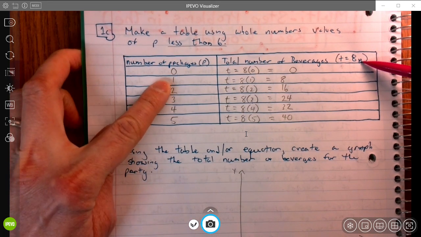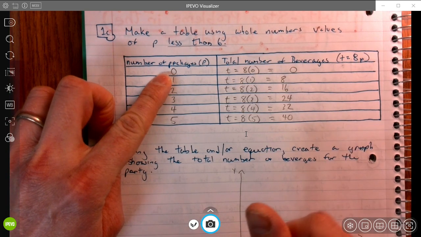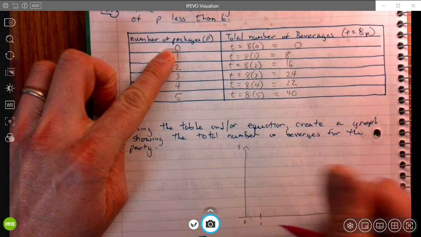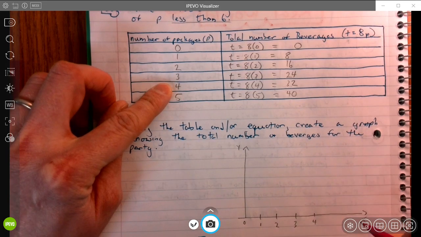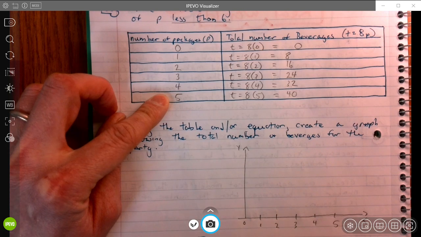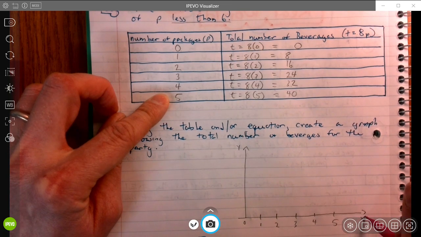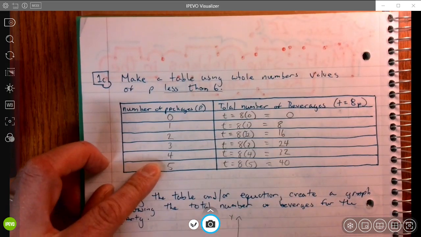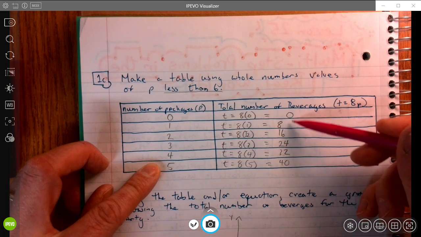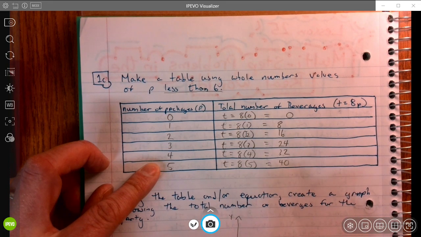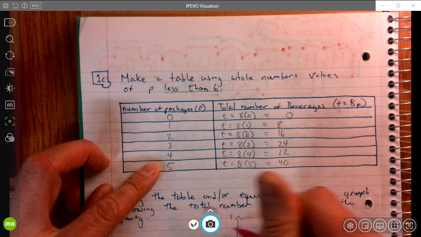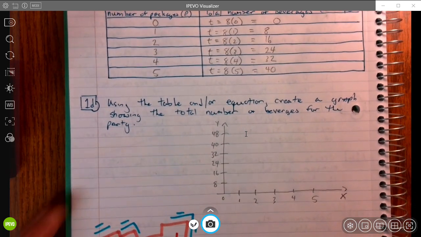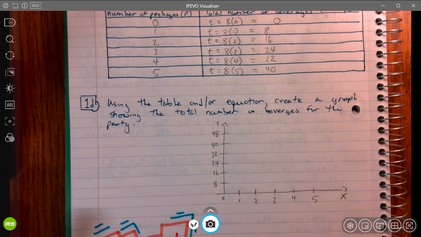And P, as we see from our table, is equal to 0, 1, 2, 3, 4, 5. That's the independent variable, and it's represented on the x-axis. Okay. Well, the dependent variable, right? That's going to go on the y-axis. Just going to check my camera real quick to make sure you guys can see this okay.